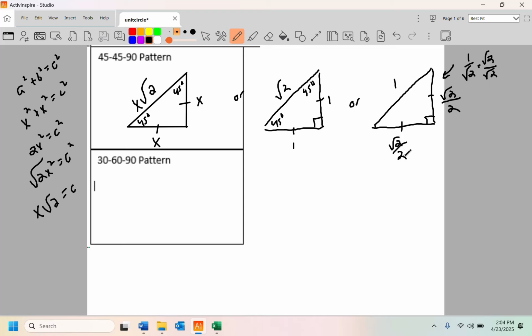And again, I don't care which one you memorize. I really don't. It would be awesome if you learned all three of them, because those are the three big patterns on a 45-45-90 that trigonometry cares about.